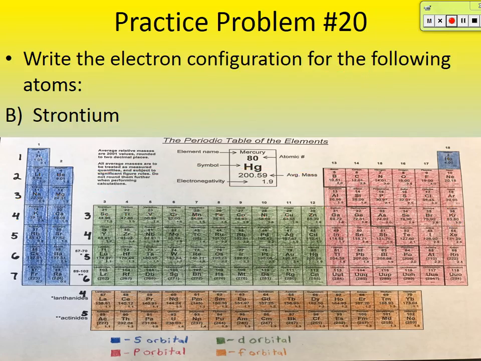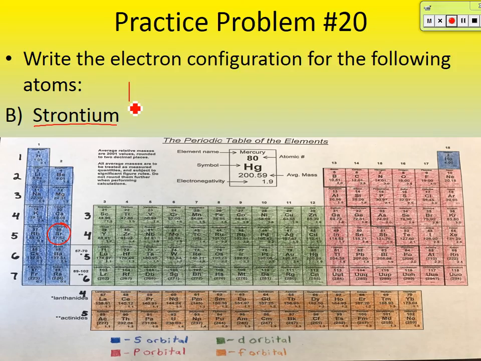Okay, let's do practice problem 20, part B, which is for strontium. I'm going to circle strontium, and I want you to hit pause on your video and see if you can do this one on your own. Okay? Then hit play once you're ready. All right, let's do it.